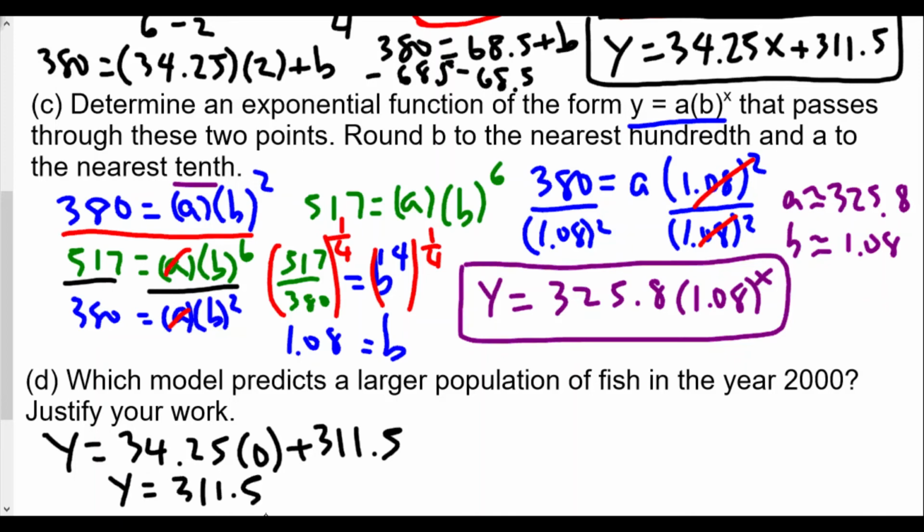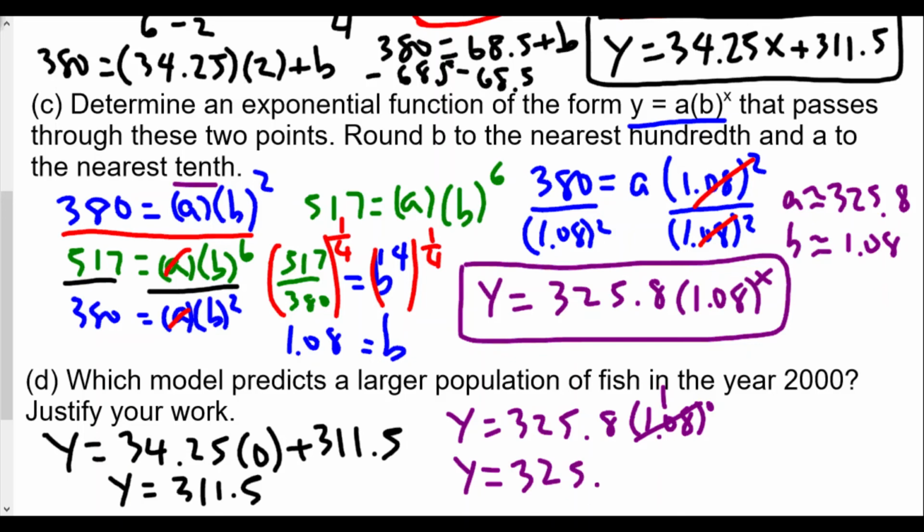For the exponential function, we have y is equal to 325.8 times 1.08 to the 0 power. And 1.08 to the 0 power means we get 1. This whole thing goes to 1 here. So 1 times 325.8 means we'll get 325.8.